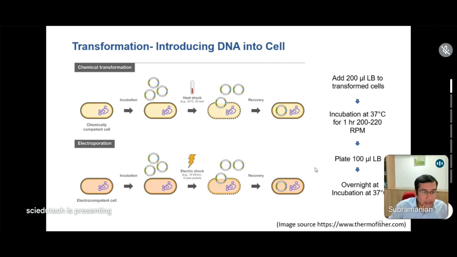Once you have the vector with your gene of interest ready, you can either use chemically competent cells, or you can do electroporation to introduce this gene-containing vector into the bacteria. As I said, you use a heat shock in the case of chemically competent cells, and you use electroporation, a short pulse of shock for about 5 seconds, to let the plasmid enter the bacteria by making pores. Next slide, please.